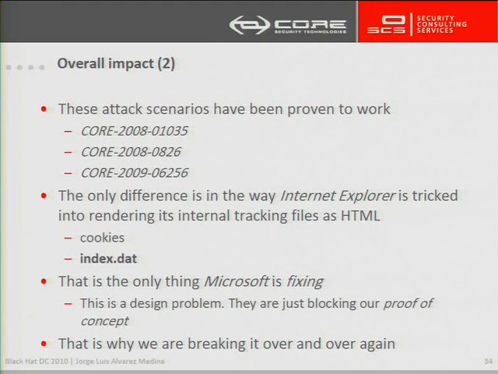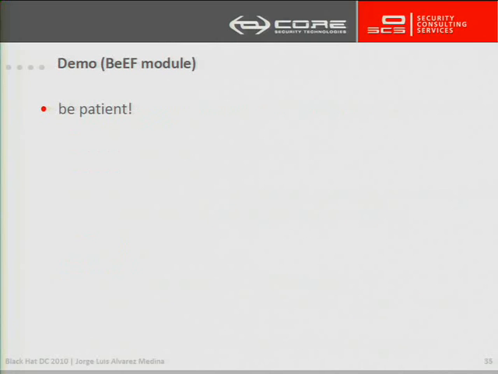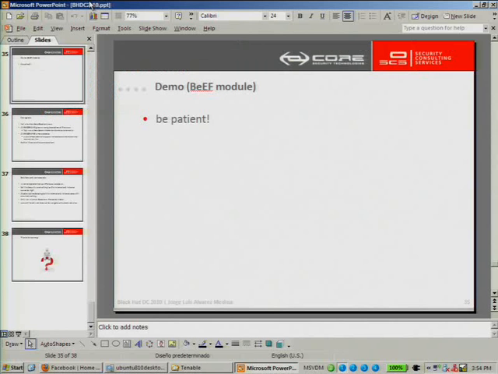And as this is the only thing Microsoft is fixing, Microsoft isn't really fixing it. It's just twisting it a little bit so this proof of concept doesn't work, because they cannot fix something that is not a bug, it's a feature. That's a problem. And that's the reason why we are still doing it over and over again. Well, let's see if it works. Let's see if all I've told you is actually true.